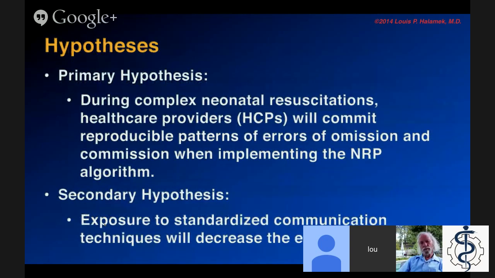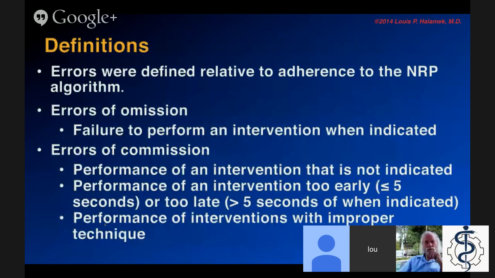My hypothesis for this study was that during complex neonatal resuscitations, healthcare providers would commit reproducible patterns of errors of omission and commission when implementing the NRP algorithm, and that if we expose them to standardized communication techniques, they would decrease their error rate. I looked at errors relative to adherence to the NRP algorithm, and I made a distinction between errors of omission and commission because that has implications for how those errors could be mediated.